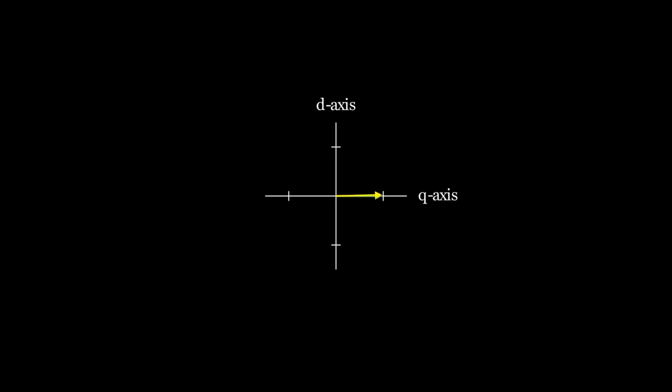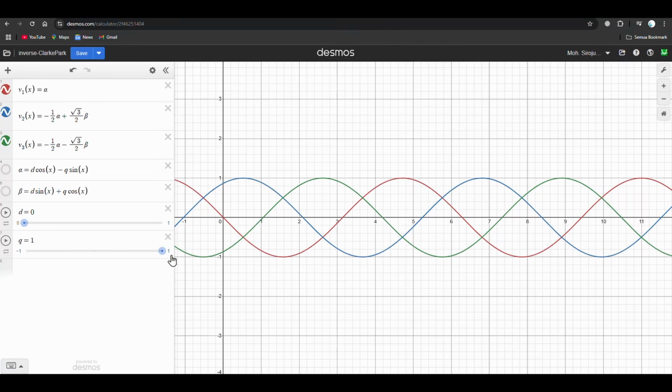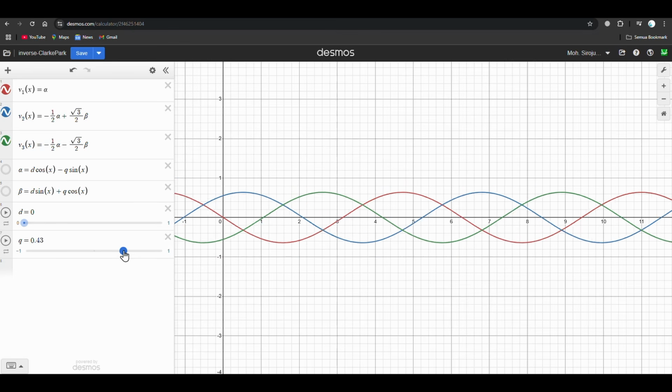To generate torque, we only need to control the current on the Q axis, while the current on the D axis can be set to 0 or negative if using field weakening. This is the basic principle of field-oriented control.